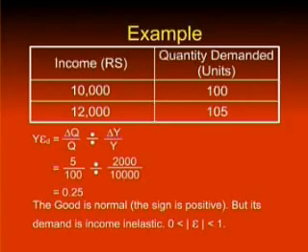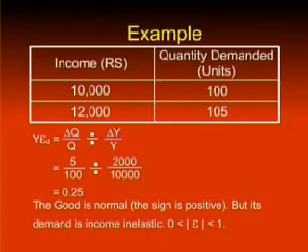Now there are two things to note about this value. The first is that the sign of the elasticity computed is positive. This is opposed to the negative sign that we obtained in the case of price elasticity of demand. Note, however, that in the case of price elasticity of supply, the sign was also positive. So the first thing here that we note is that the sign is positive, and this, if you recall, is an indication that the good is normal.